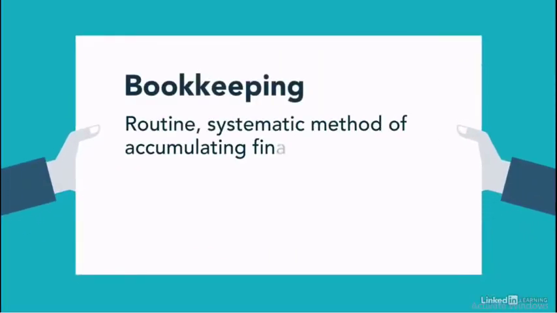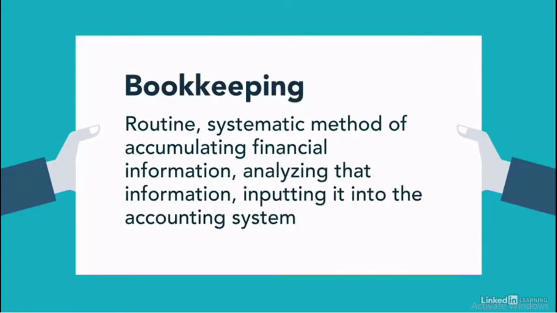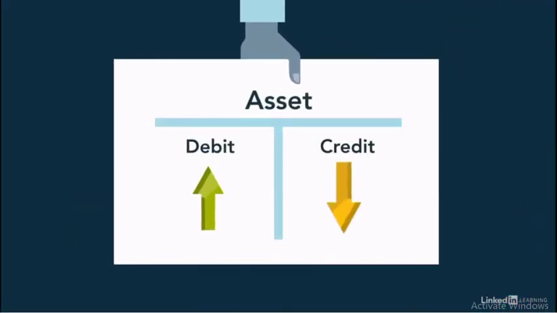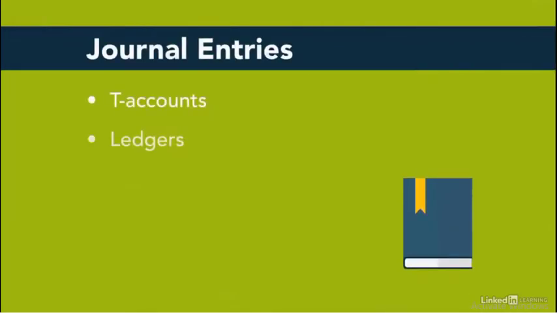Now, in this course, we'll cover the mechanics of accounting, commonly called bookkeeping. Bookkeeping is the routine, systematic method of accumulating financial information, analyzing that information, inputting it into an accounting system, and then summarizing the resulting information into reports that can be used by decision makers. We will learn about an ingenious system that was developed over 500 years ago and is still in use today. We will learn about the mystery terms debits and credits, and we'll see how debits and credits are just shorthand for accounts increasing or decreasing in value. We will learn about journal entries, T accounts, ledgers, and trial balances. Before you know it, you will become comfortable with these terms, what they mean, and how they are used.